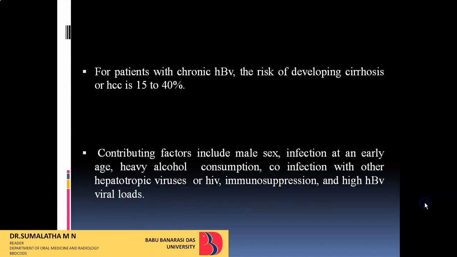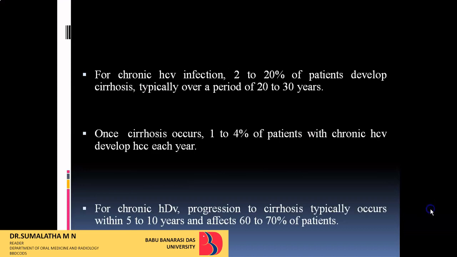hepatocellular carcinoma. For patients with chronic hepatitis B virus, the risk of developing cirrhosis or hepatocellular carcinoma is 30 to 40%. The contributing factors for this are male sex, infection at an early age, heavy alcohol consumption, co-infection with other hepatotropic viruses or HIV, immunosuppression and high hepatitis B virus viral loads.